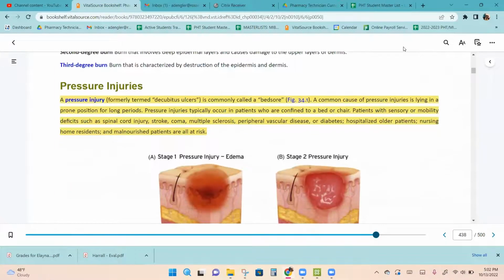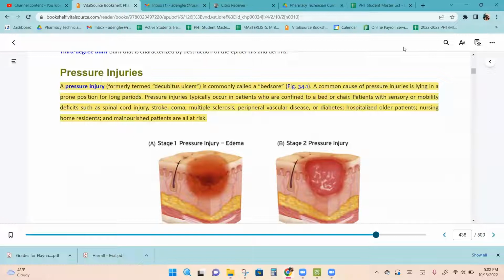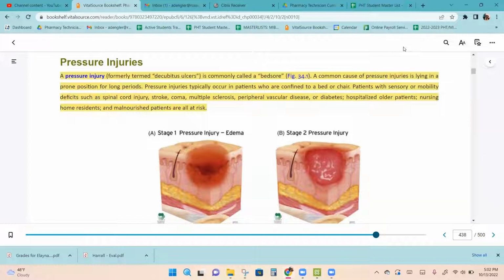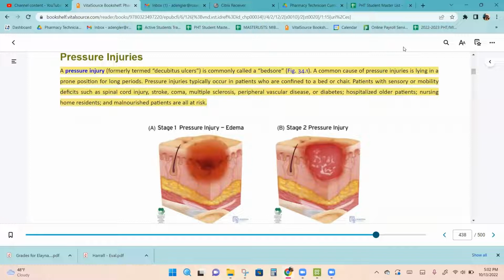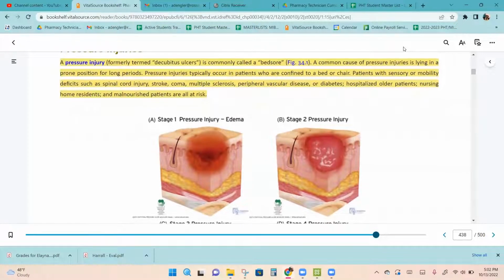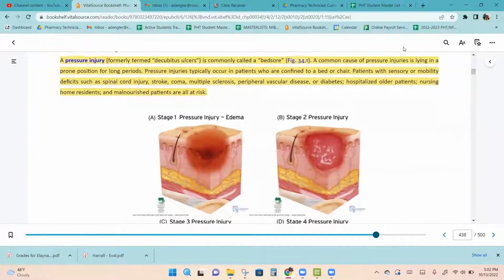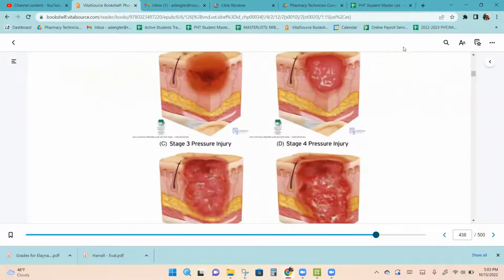A pressure injury, which was formerly termed decubitus ulcer, is commonly called a bed sore. A common cause of pressure injuries is lying in a prone position for long periods. Pressure injuries typically occur in patients who are confined to a bed or chair. Patients with sensory or mobility deficits, such as spinal cord injury, stroke, coma, MS, peripheral vascular disease, or diabetes, hospitalized older patients, nursing home residents, and malnourished patients are all at risk.